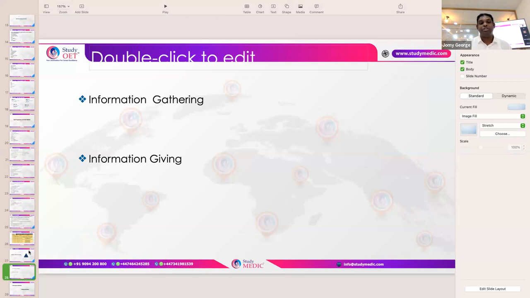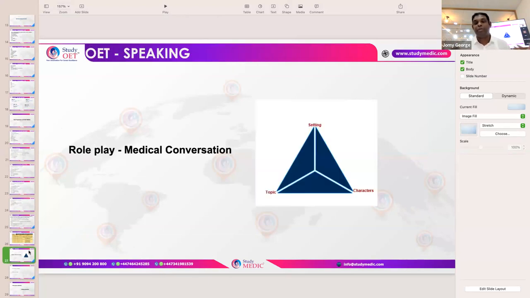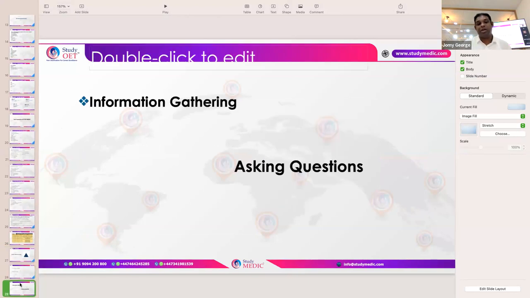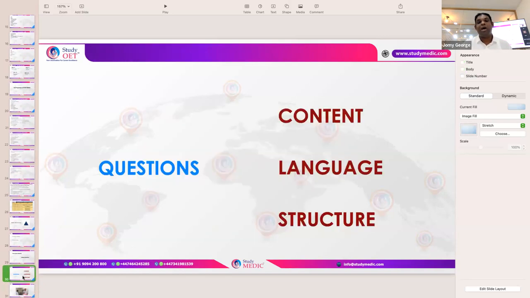Information gathering and information giving. In this triangle, what is going on? Information gathering and information giving. Information gathering means asking questions. If you want to ask a question, you must be careful about the content, what you ask, the language, the grammar you use, and the structure. That means the questions are structured.